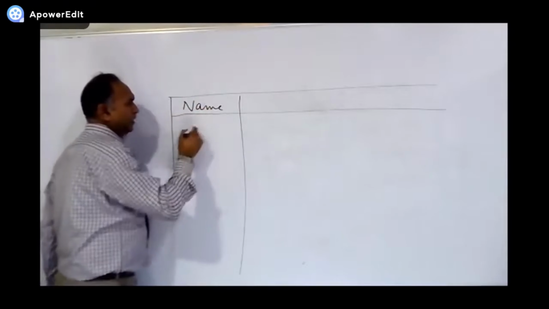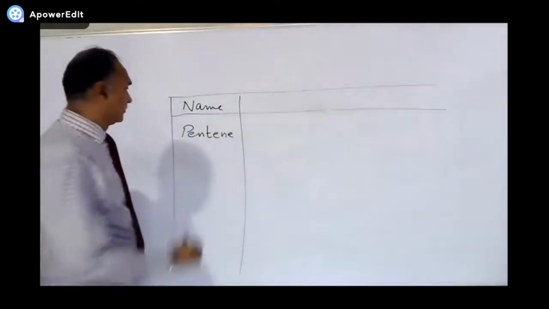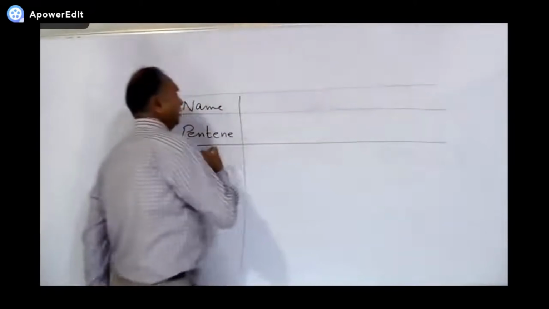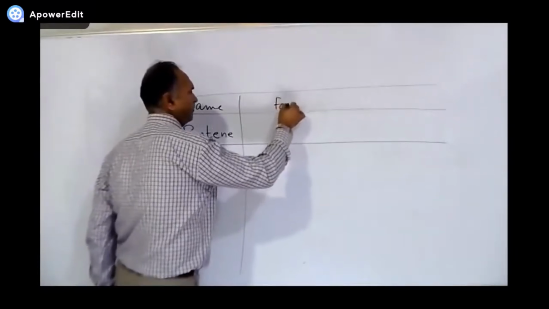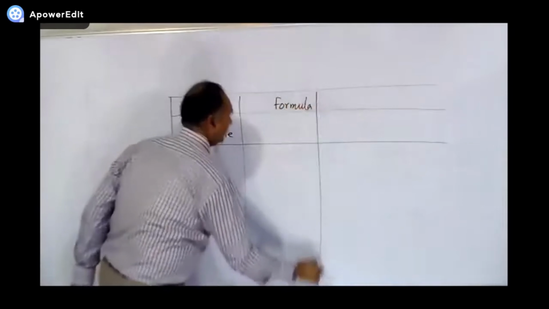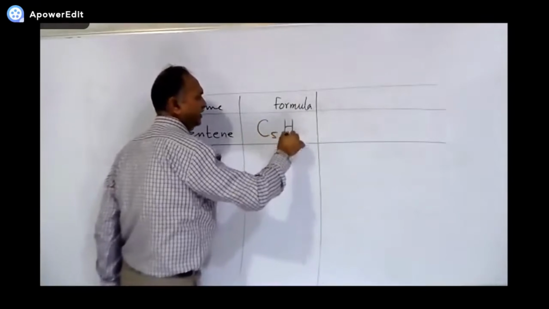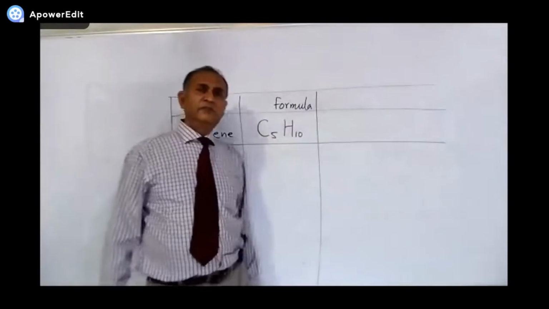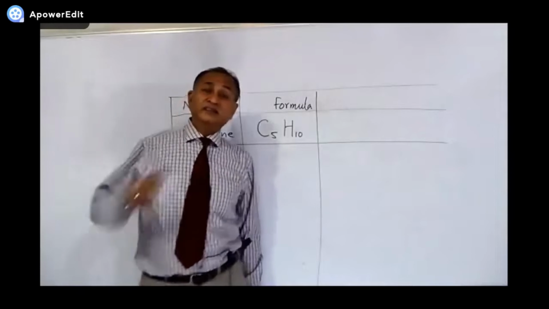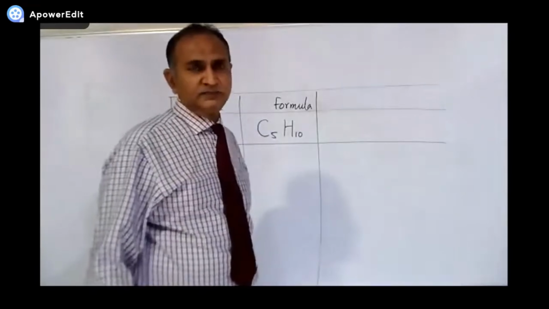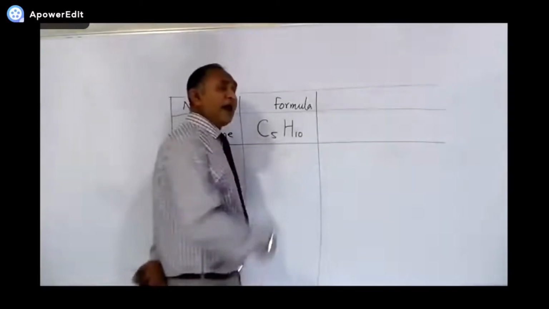Name: pentene. Its formula is C₅H₁₀. This is its actual formula, which is representing the proper number of atoms of carbon and hydrogen.